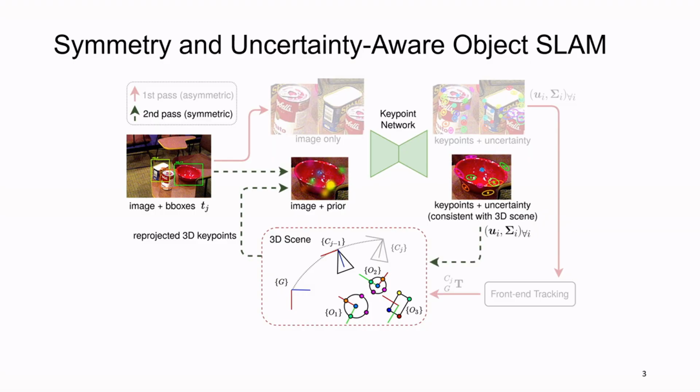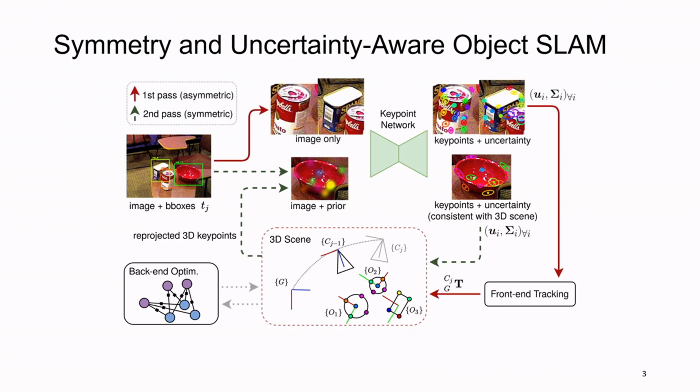Just like before, we can now predict key points and uncertainty, but this time, they are consistent with the 3D scene for symmetric objects. Our system periodically runs a back-end graph optimization to jointly refine the entire scene. This is the overview of our Symmetry and Uncertainty-Aware Object SLAM, or SUO-SLAM system.